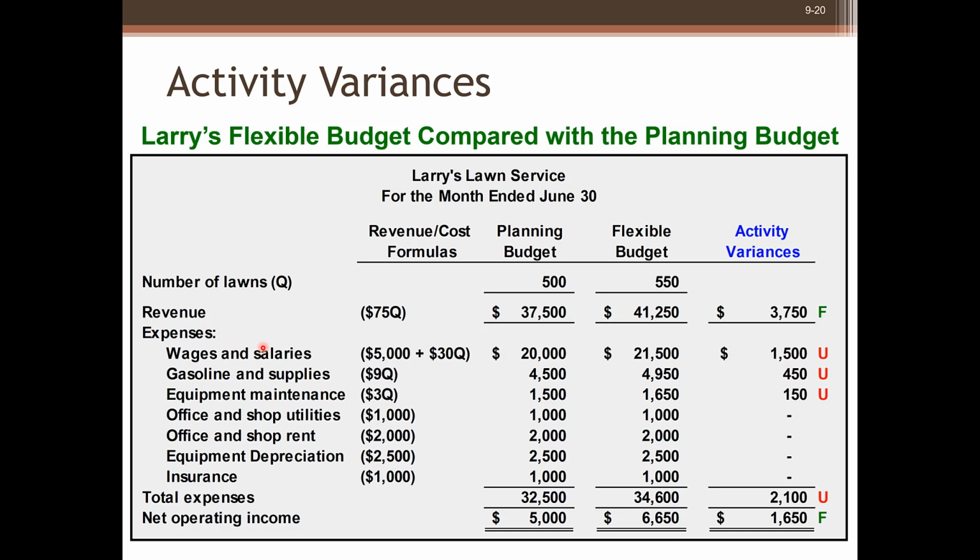For expenses, wages and salaries are mixed expenses. It incurs an unfavorable activity variance. Gasoline and supplies, and equipment maintenance are variable expenses. Expenses in the flexible budget also increased by 10% compared to the planning budget. The higher activity level results in unfavorable activity variances for these two variable expenses. For fixed expenses, they are constant.